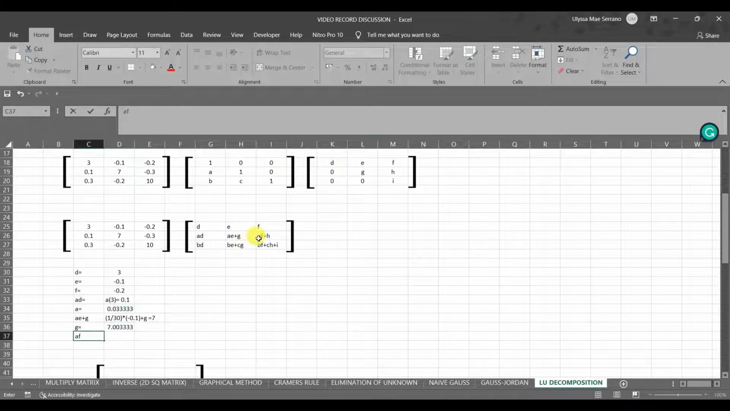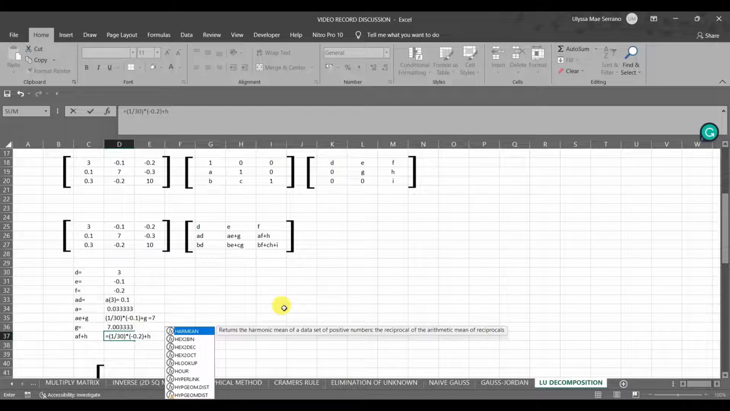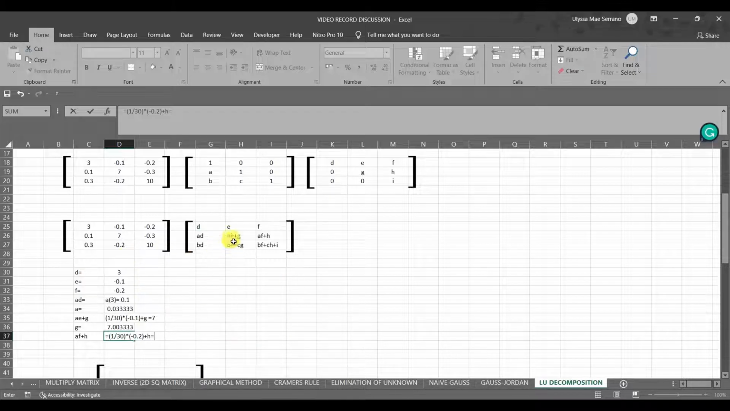So the value is 7.033. For AF plus H, this would simply be A, which has a value of 1 over 30, multiplied by F. F is negative 0.2, and the value of H is still unknown. But we can equate them to negative 0.3, and the value of H would be negative 0.3 minus the value of A multiplied by the value of F. So we have here the values that will be used later on.